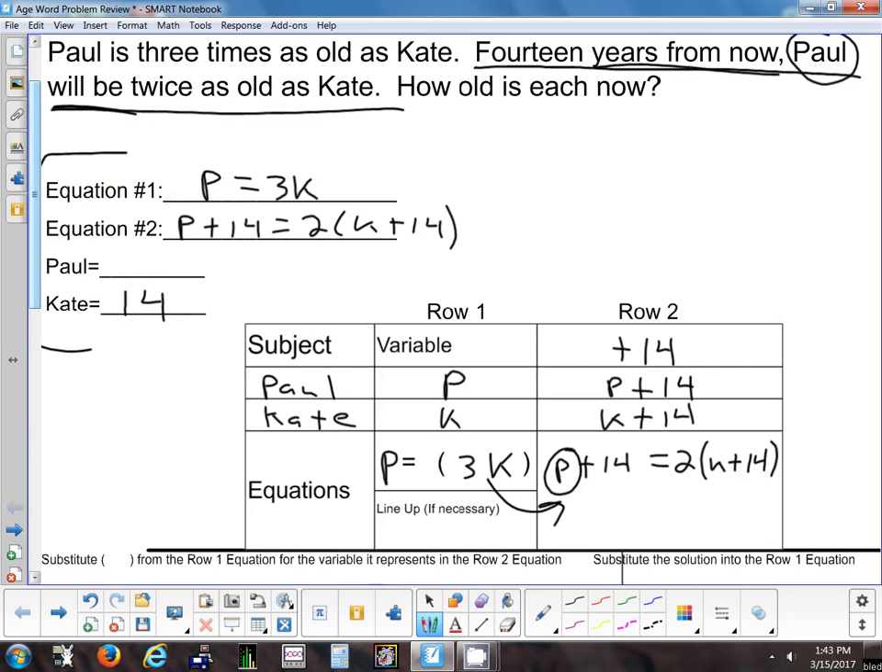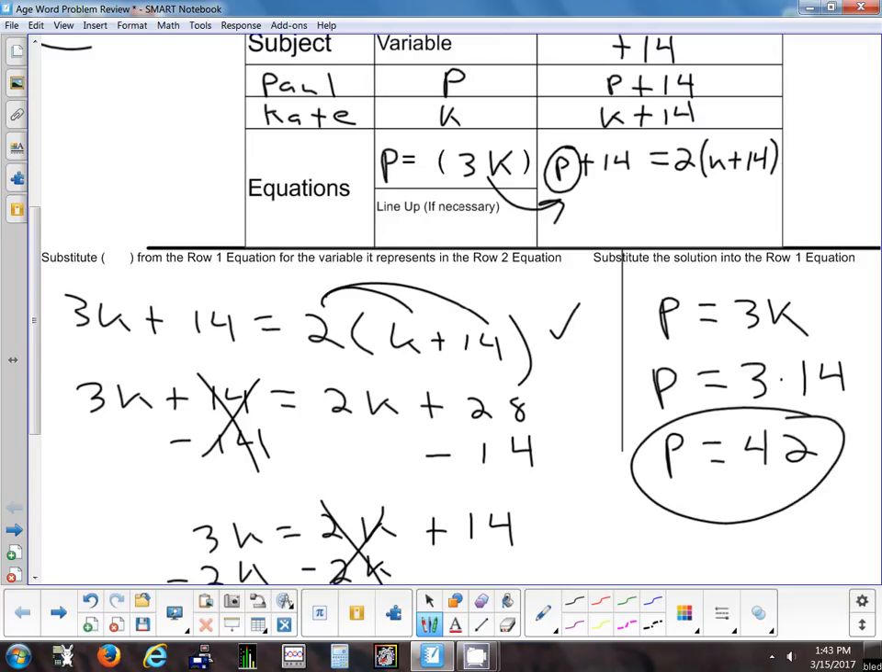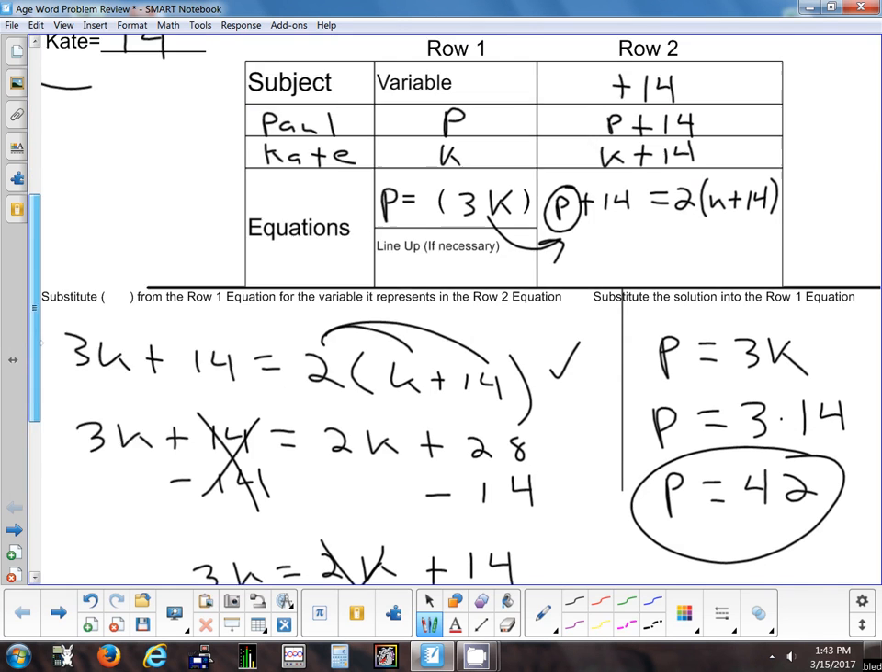Okay, last thing we need to do is find Paul's age. Okay, so which equation here, equation 1 or equation 2, would we use to find Paul's age? You can use either one, but one of them is easier. Yeah, equation 1, because it already has P by itself. Paul equals 3 times Kate. So Paul equals, how old was Kate? 14. And 3 times 14, what is that going to give me? 42. Okay, so Paul is 42.